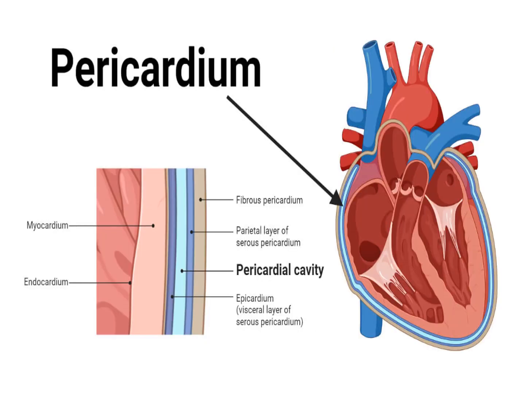In this picture, we can see the parietal layer of the serous pericardium lines the inner surface of the fibrous pericardium and is intimately blended with it. And on the other hand, the visceral layer of the serous pericardium, which is also known as the epicardium, is one of the layers of the heart wall and adheres tightly to the surface of the heart. And between these two layers, there is a pericardial cavity.